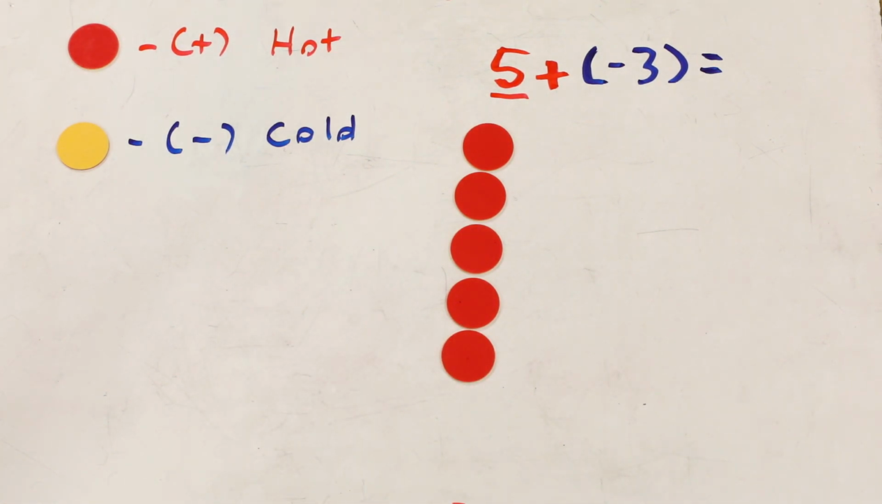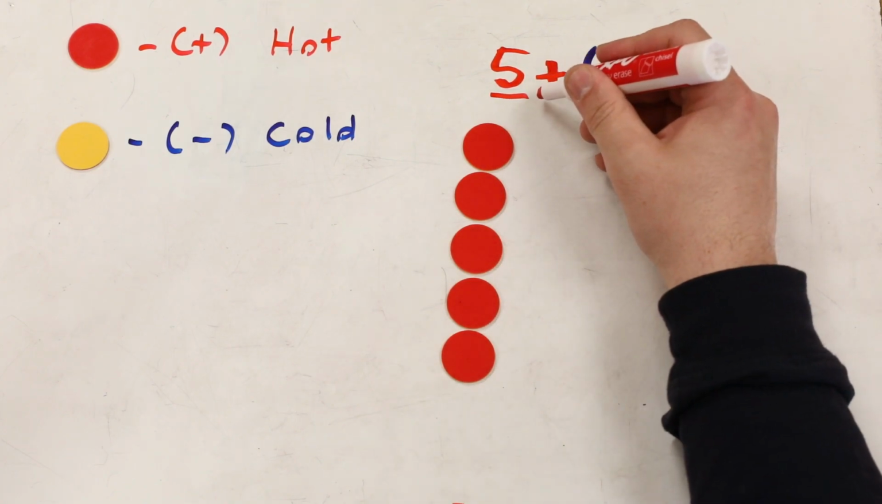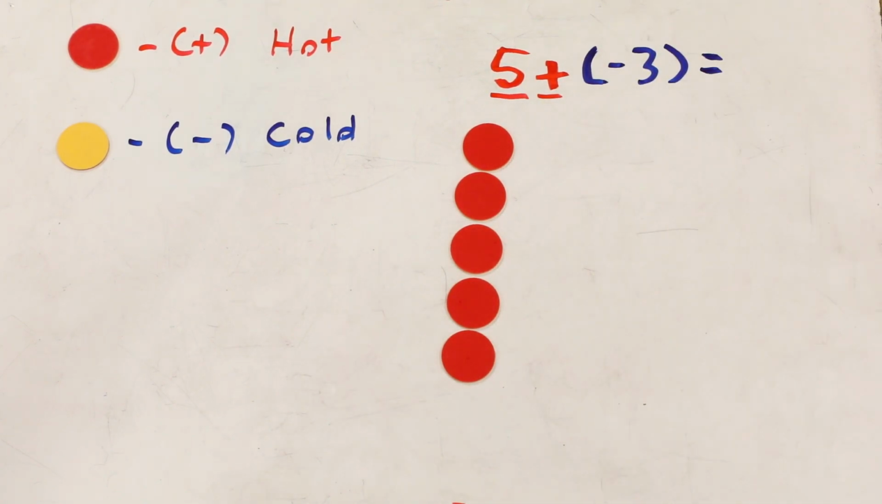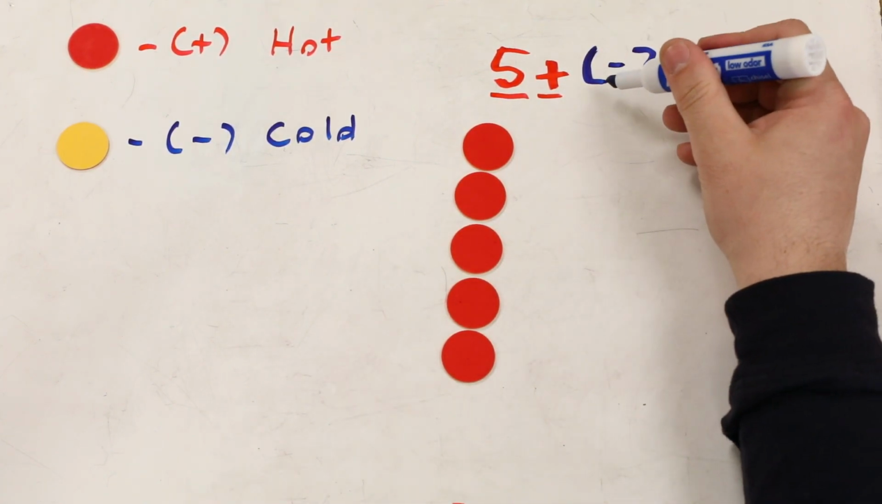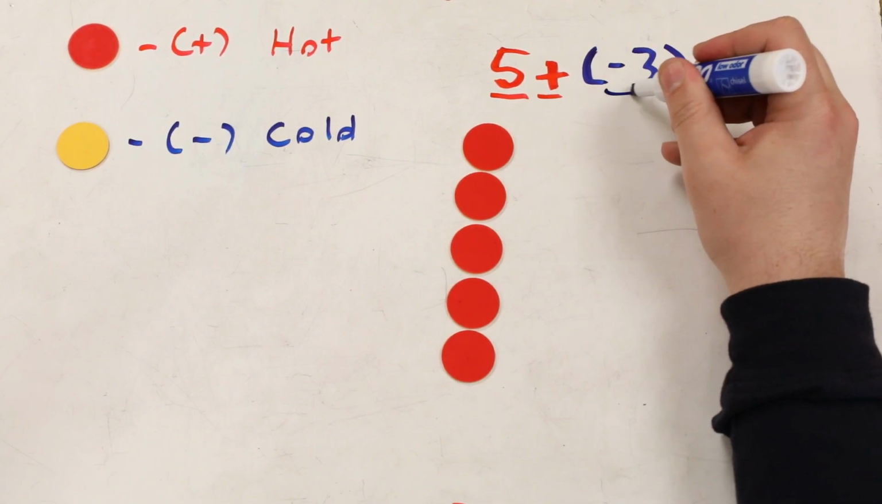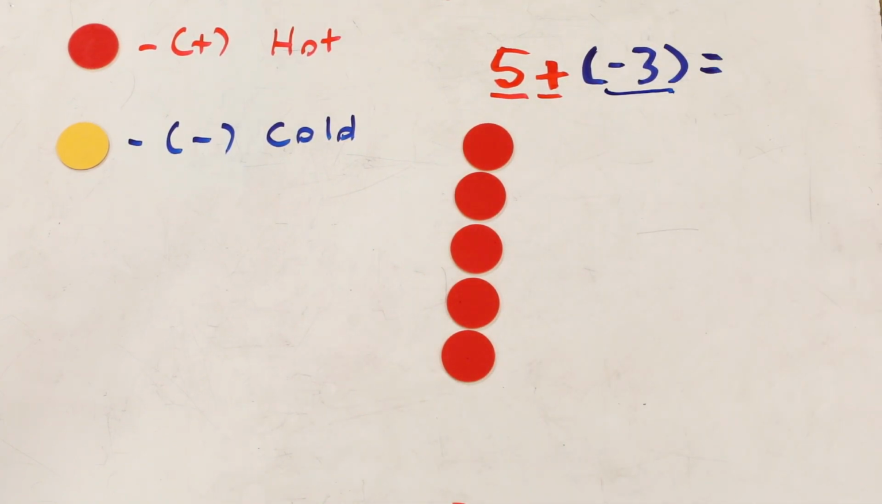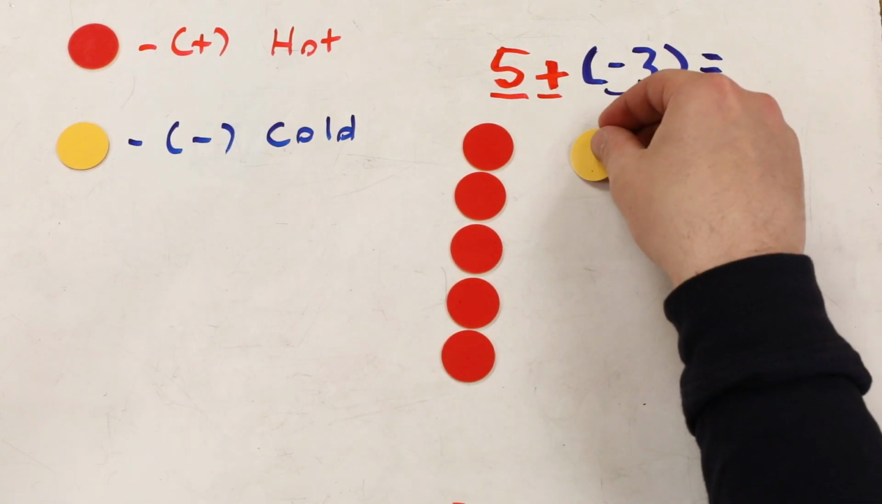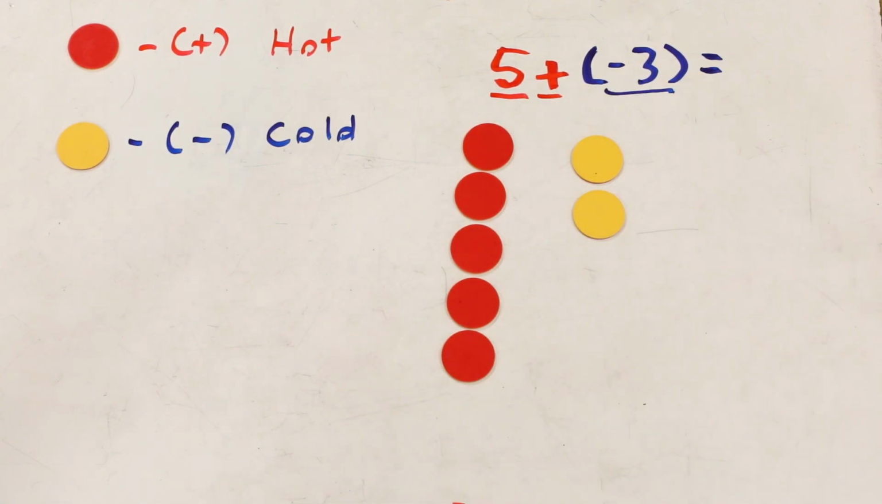Okay, and our question says we have to add in 3 negatives or 3 colds. So I'm going to add in our 3 colds. So we have 1, 2, 3. So I added in my 3 colds.